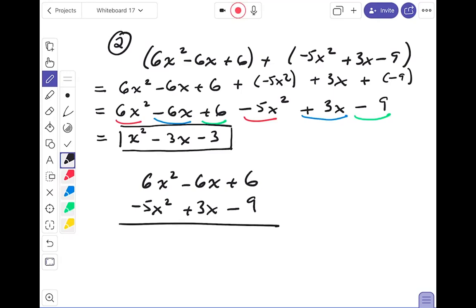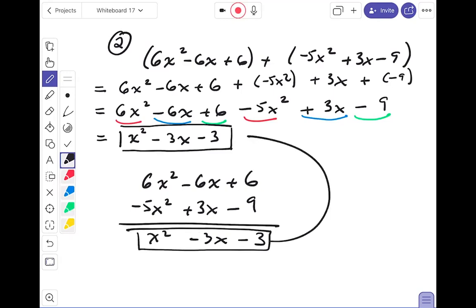You're free to use any method you like. This is minus 3, this is minus 3x, and this is x squared. Now, the bottom line, I hope you realize we're getting the same answer in both cases. Let's go to the answer key and see what it says. What does it say? x squared minus 3x minus 3.